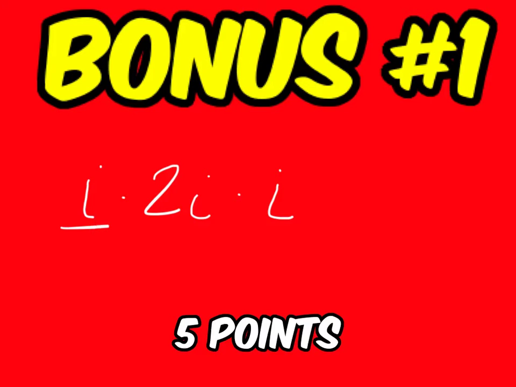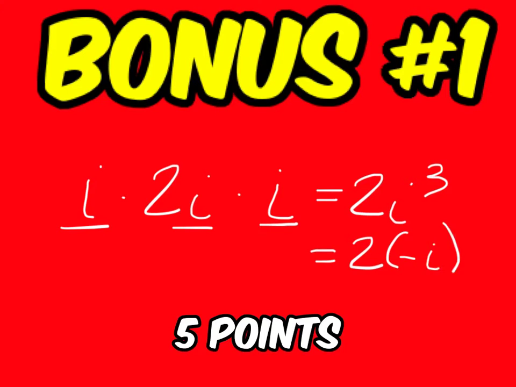On the bonus, you have 3 i's. So it's 2i to the third. i to the third is really a negative i. So it's just negative 2i for the answer.